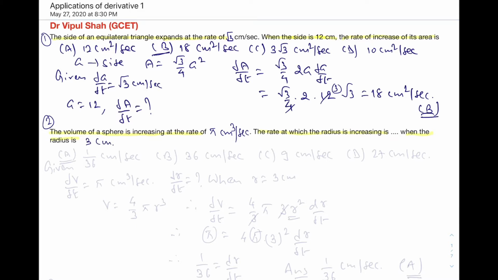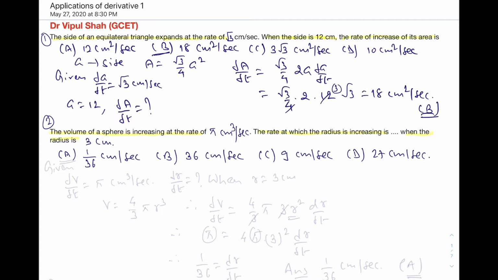So here you are given option as 1/36 centimeter per second, 36 centimeter per second, then 9 centimeter per second, and 27 centimeter per second. Okay, now what you are given?